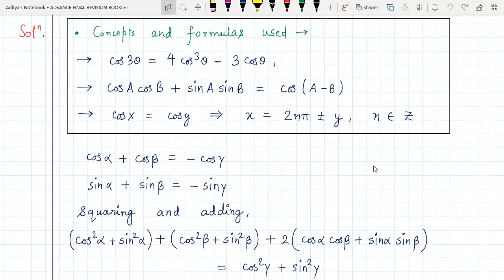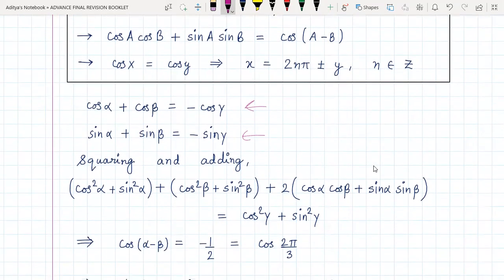The very first thing that we do is write cos alpha plus cos beta as minus cos gamma. Same thing with sine: sine alpha plus sine beta is equal to minus sine gamma. Squaring and adding, on the left hand side we get cos square alpha plus sine square alpha plus cos square beta plus sine square beta, and then taking 2 common inside we'll have cos alpha cos beta plus sine alpha sine beta. On the right hand side we get cos square gamma plus sine square gamma. Now obviously this is 1, this is also 1, this is also 1, and this actually becomes cos of alpha minus beta. Clearly 1 and 1 get cancelled.